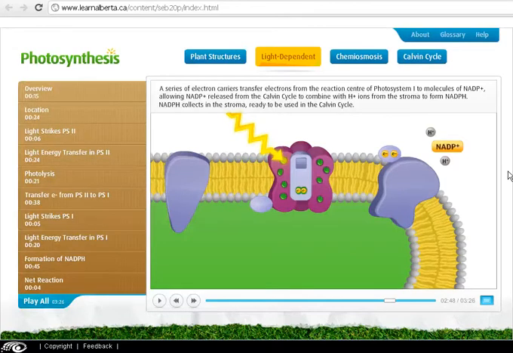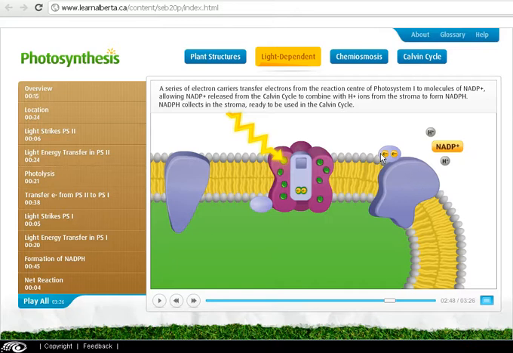So C6H12O6. The hydrogens in that C6H12O6, the H, come from these H's here, but they need to be brought over there. Well, NADP's job is to bring the hydrogens over to the dark reaction, which we'll talk about in the future. So you have these hydrogen molecules that need to be brought over there. Well, they've got the NADP taxi to bring them.